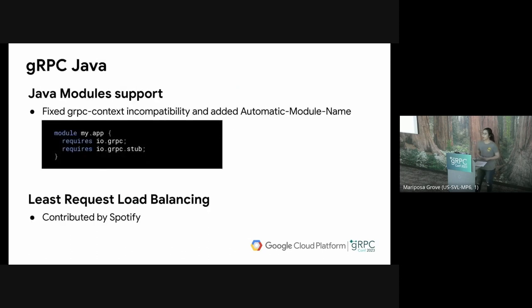And next, we recently added support of Java modules, and the module name of the gRPC jar file is automatically generated for you. Another feature that we have in gRPC Java is least request load balancing. This is contributed by Spotify, and I want to encourage all of you to bring your ideas to gRPC and benefit all gRPC users across the world.